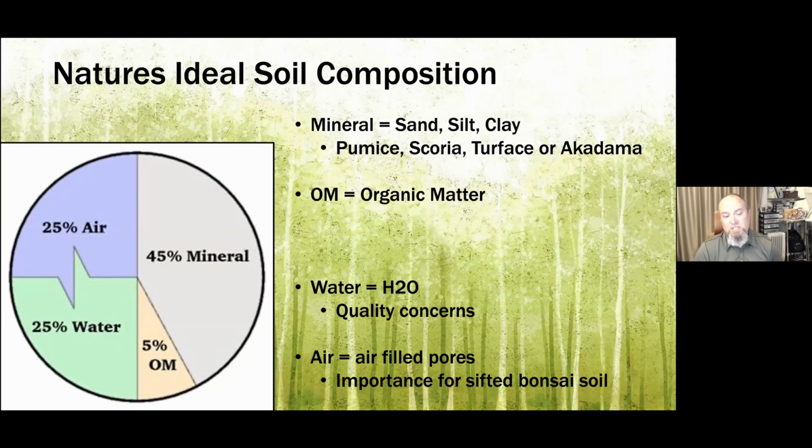And that 45% mineral, in nature, is going to be your sand, silt, and clay. We're mimicking that through pumice, scoria, turface, akadama, all of the rock-like components that we use in bonsai soil. We're trying to use components that have a high porosity and a high ability to hold on to nutrients. We need to maximize the surface area in that container because it is so small. And then 5% organic matter, that's something that has come in and out of fashion in bonsai soils.